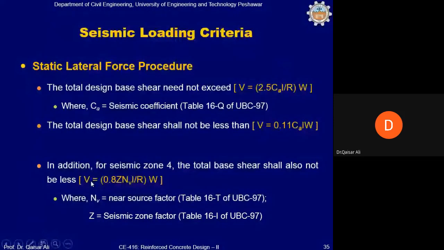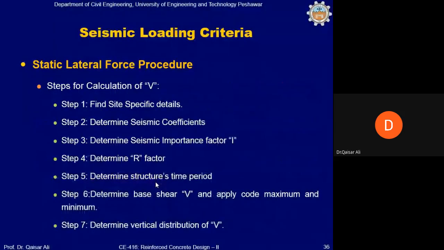Another base shear equation will be equal to 0.8 Z Nv I divided by R, times W. Okay, Nv is the near source factor, which is obtained from table 16T. Next we will discuss the steps for calculation of V, the base shear. In step 1, we will find the site-specific details. In step 2, determine seismic coefficients. In step 3, determine seismic importance factor, R factor, structural time period, base shear, and so on.